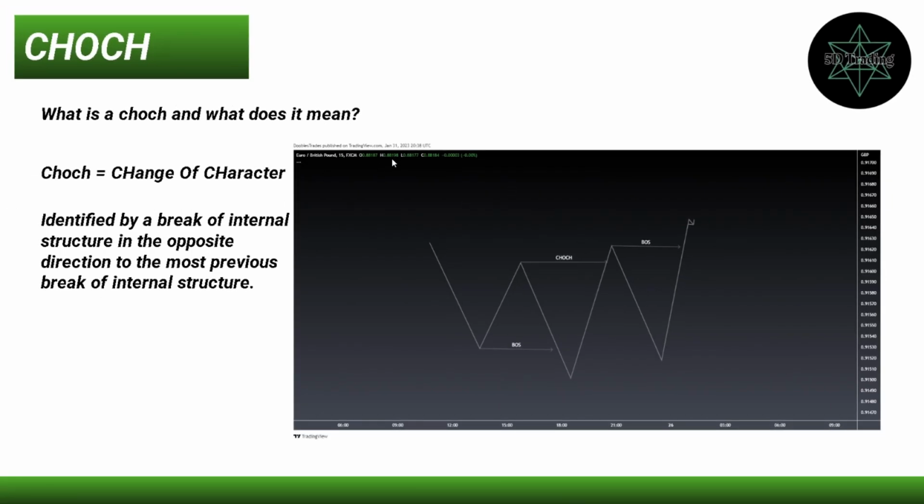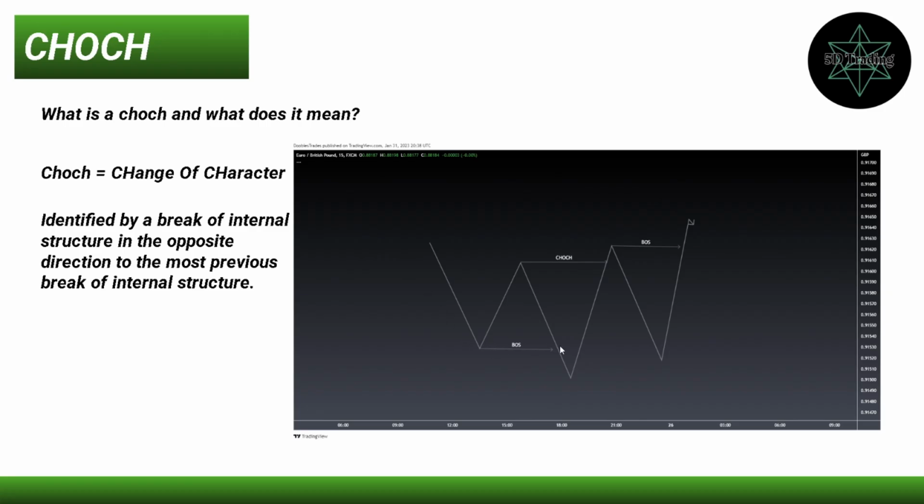Okay, so then we have our change of character, like you just saw in the market then. It's just when it shifts to the opposite side. Change of character, or CHoCH, means a change of character, and it's identified by a break of internal structure or external structure as well, in the opposite direction of the most previous break of structure.